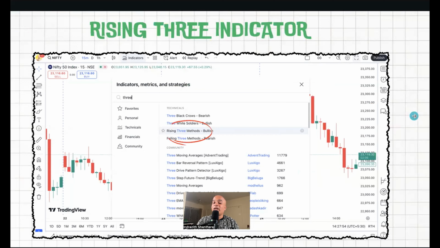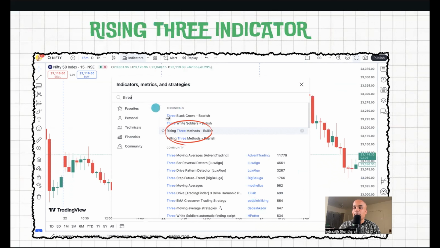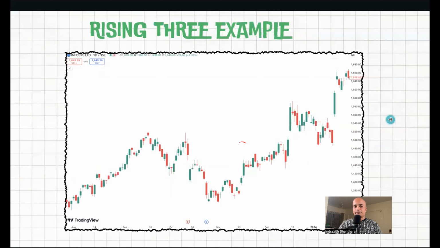Once again, you can identify this pattern using an indicator in TradingView. You can go to TradingView and type rising three methods, and you will get this indicator. If you select it, it will identify the pattern in the past as well as in the live market. If the pattern comes, it will highlight it.